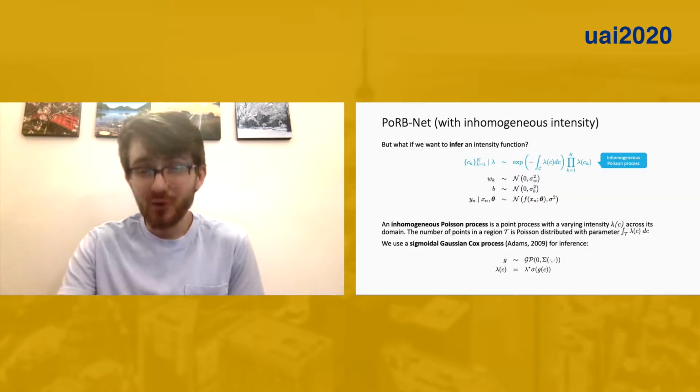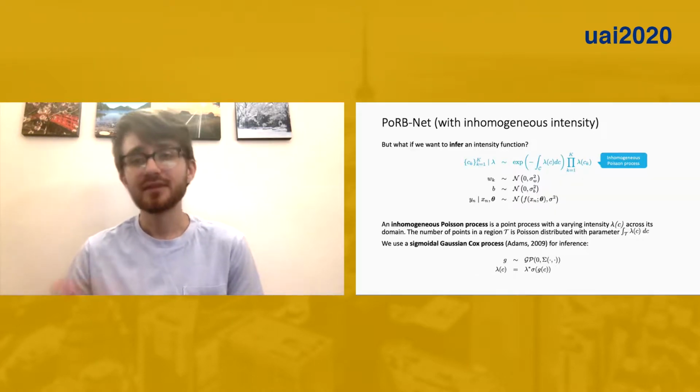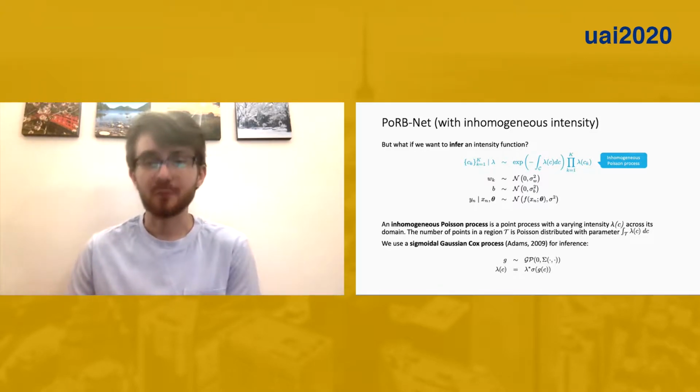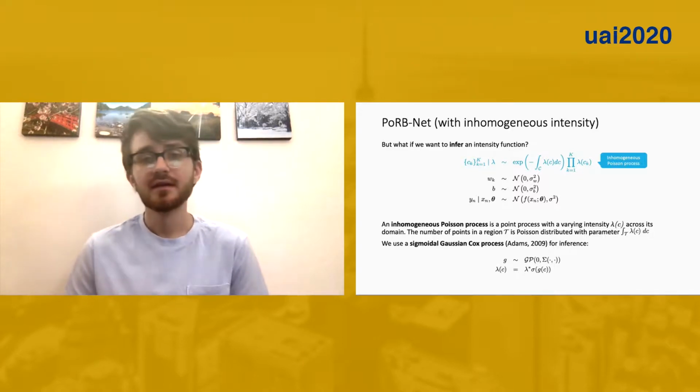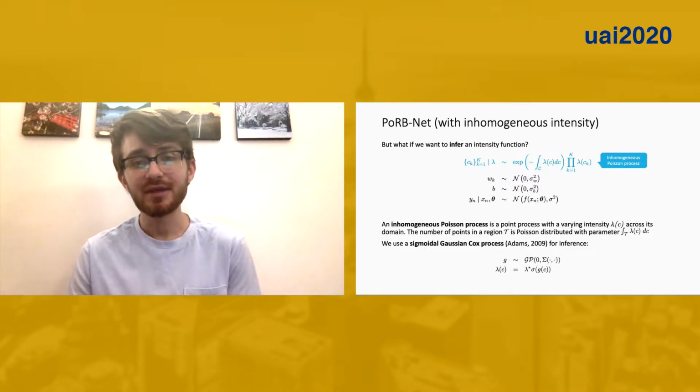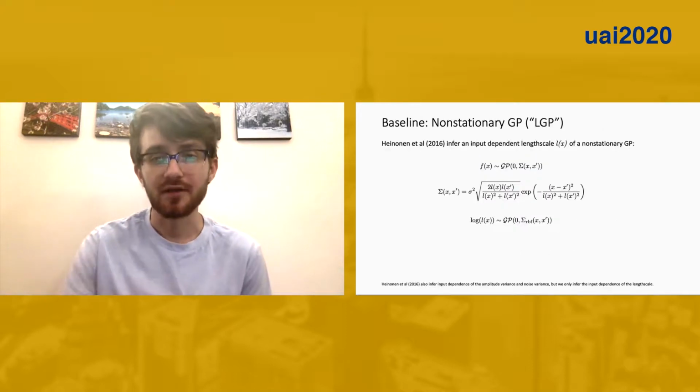But what if we want to infer an intensity function? Well, we can simply change from modeling the intensity as a homogeneous Poisson process to an inhomogeneous Poisson process. This is just a point process where the expected number of points in a region T is the integral of the intensity over T. For inference, we use a sigmoidal Gaussian Cox process, which models the intensity as a GP squashed through a sigmoid, so it's always positive.